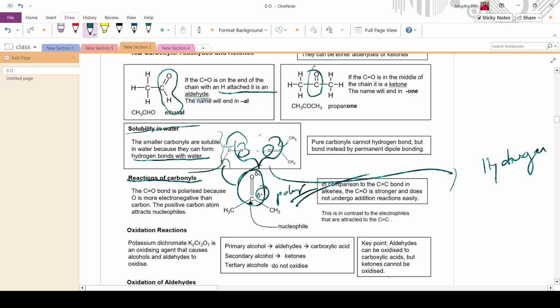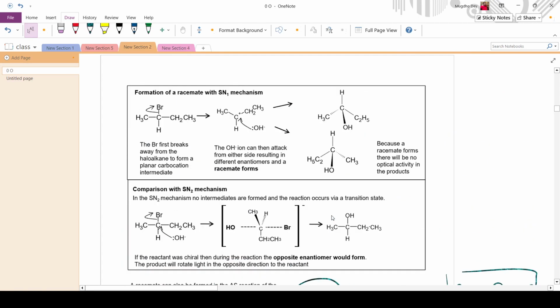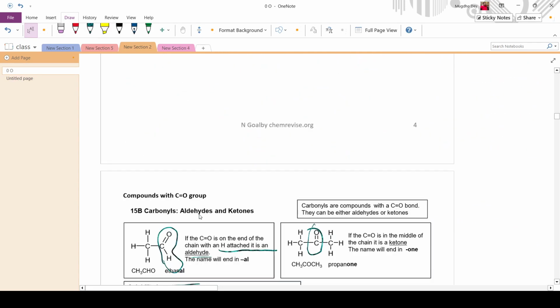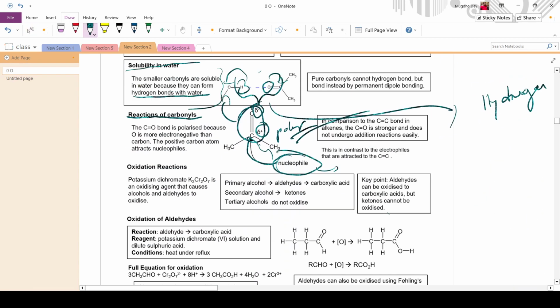So the carbon is partially positively charged and the oxygen is partially negatively charged. Since the nucleophile is negatively charged, and unlike charges attract, the negatively charged nucleophile gets attracted towards the partially positively charged carbon. That's why carbonyl compounds are vulnerable to nucleophiles. We saw that a little while ago in the SN1 and SN2 mechanisms. Due to being vulnerable to nucleophiles, these carbonyl compounds also undergo SN1 and SN2. Am I clear?